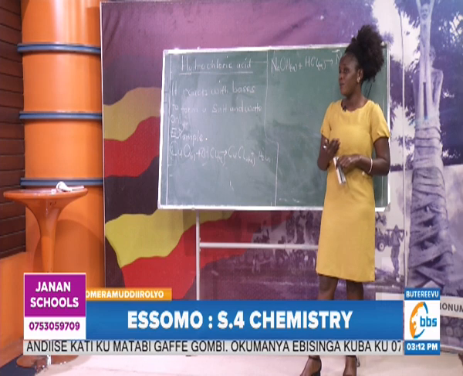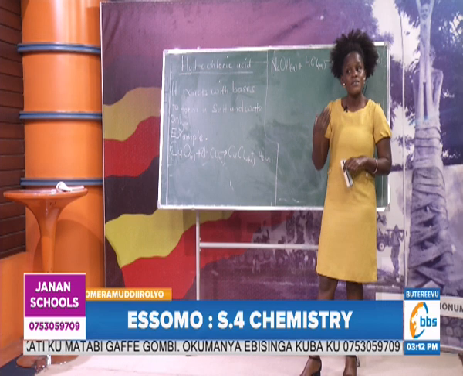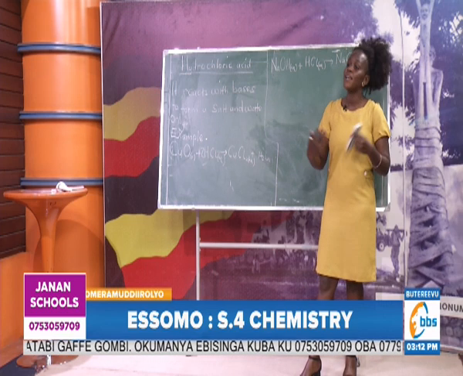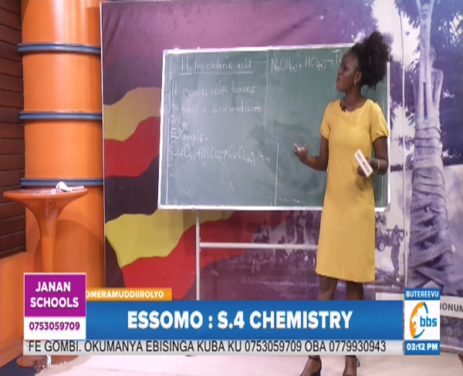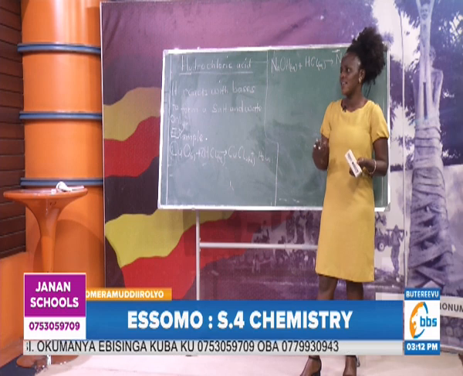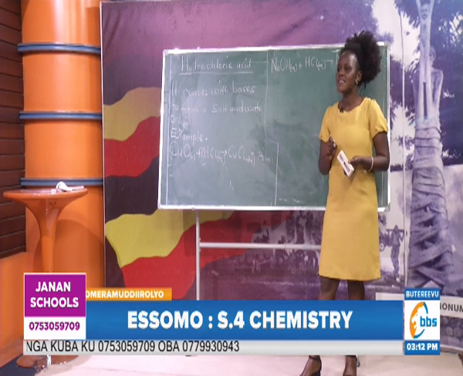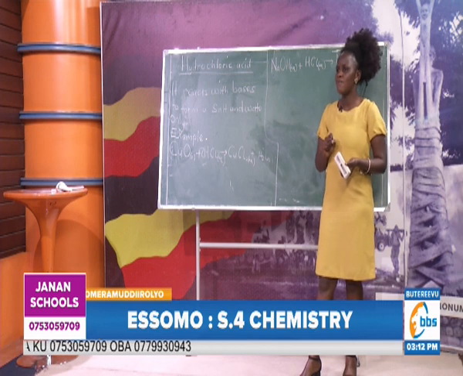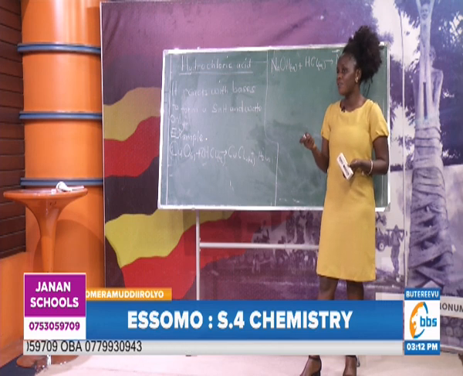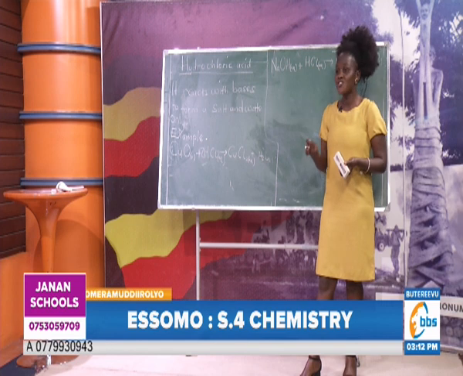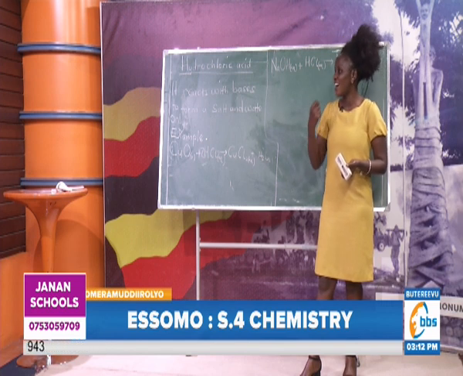How do they behave with dilute hydrochloric acid? They will still form a salt plus hydrogen gas. And that is one way of preparing hydrogen gas, by reacting metals with any dilute mineral acid. You can use sulfuric, you can use nitric, you can use hydrochloric.